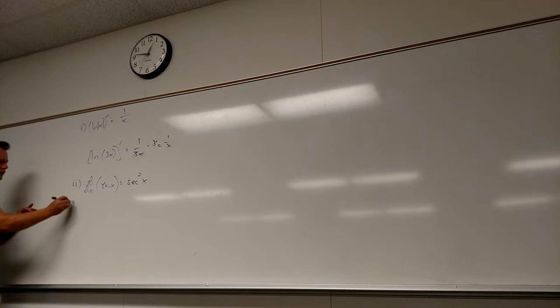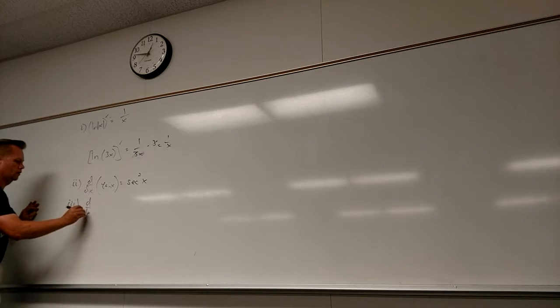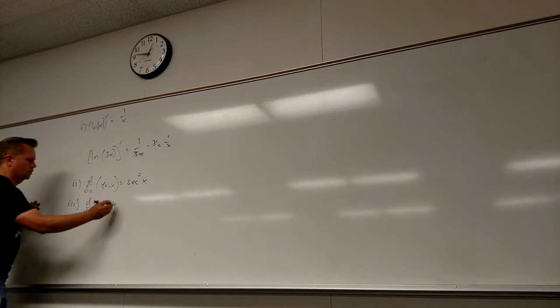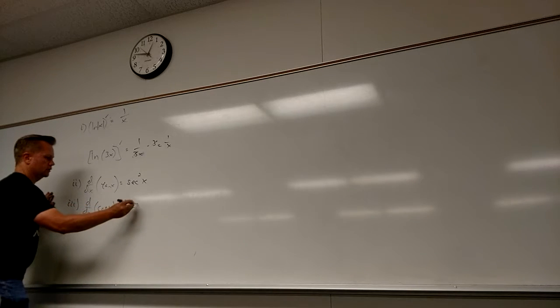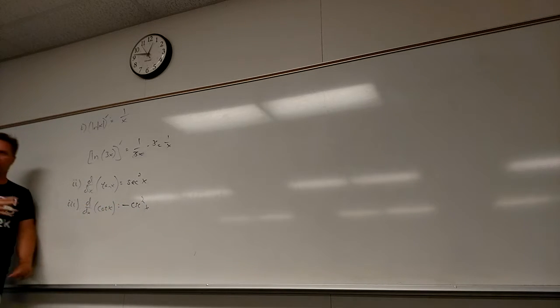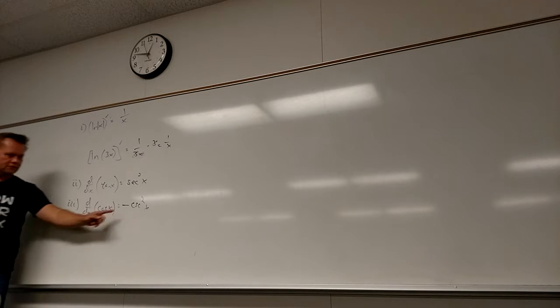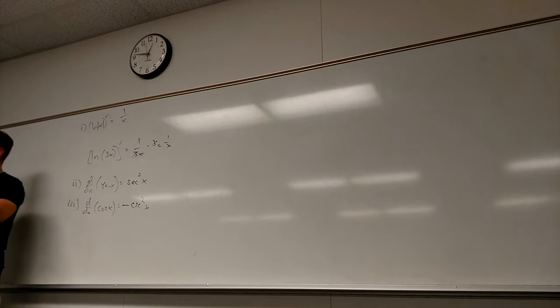So then what's the derivative of cotangent? Derivative of any co is negative something. So it's negative cosecant squared. Do you see how that's beautiful? It's a nice symmetry there, right?